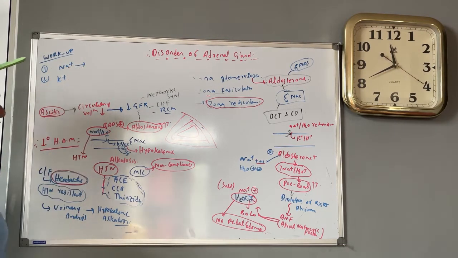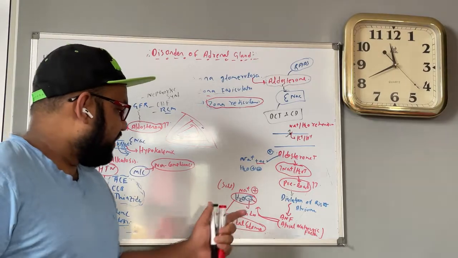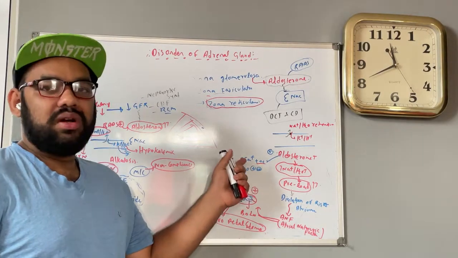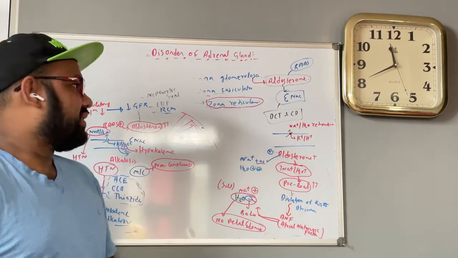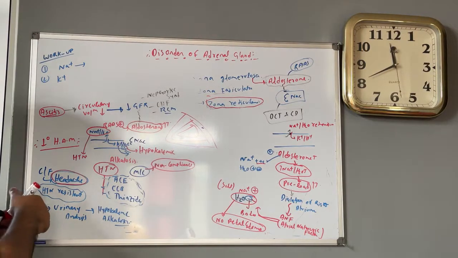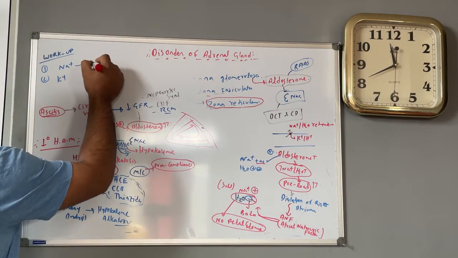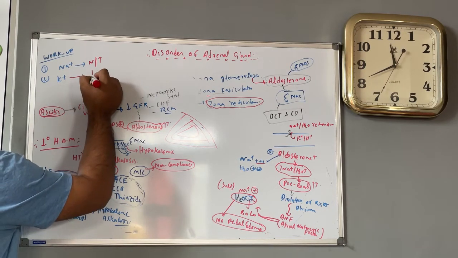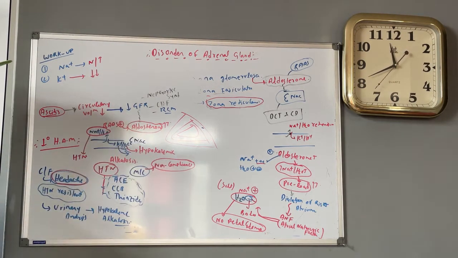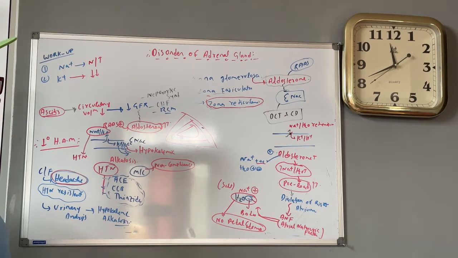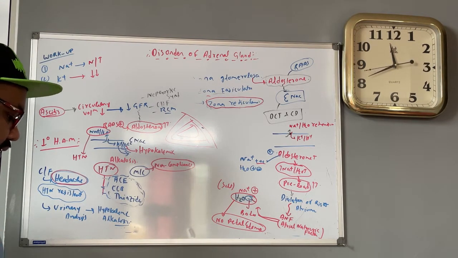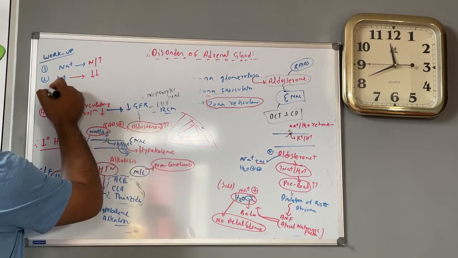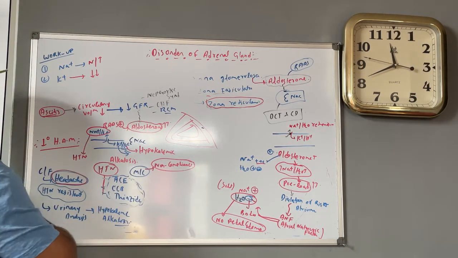As I said, whenever the ANF is released, some amount of the sodium or salt will still be left within the circulation. That's why the sodium will be normal within the circulation or slightly high. But what about the potassium? The potassium will be severely decreased, because the potassium is getting excreted through the urine by the action of the aldosterone.